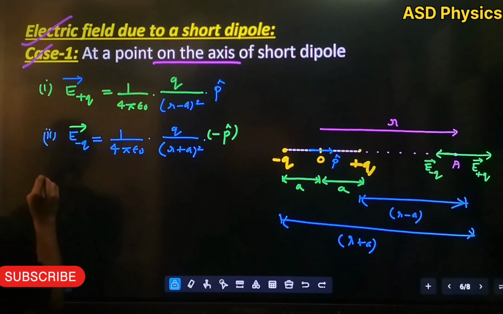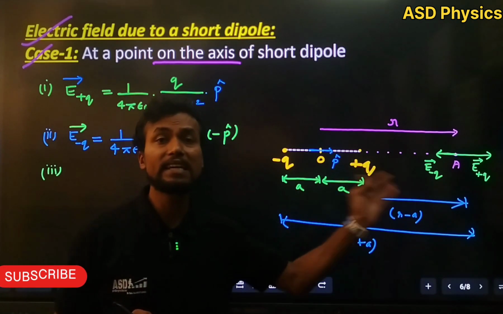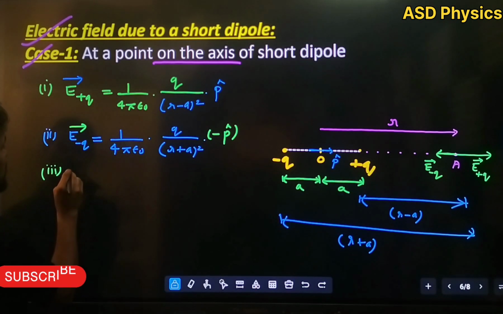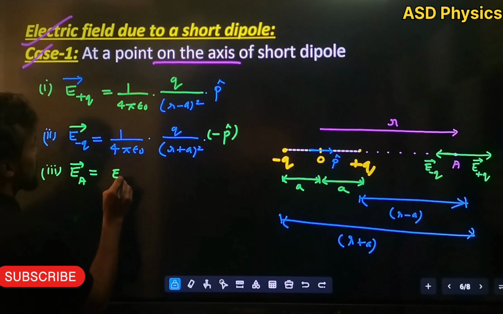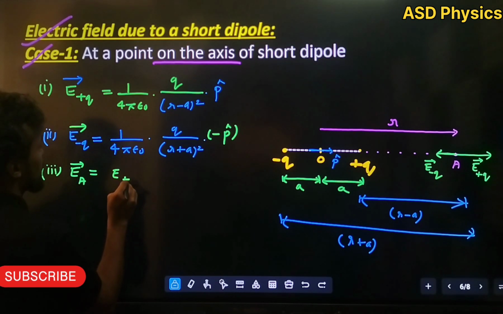Now the third step: the resultant electric field at point A is given by E A equal to, by the principle of superposition, we will add both of them.